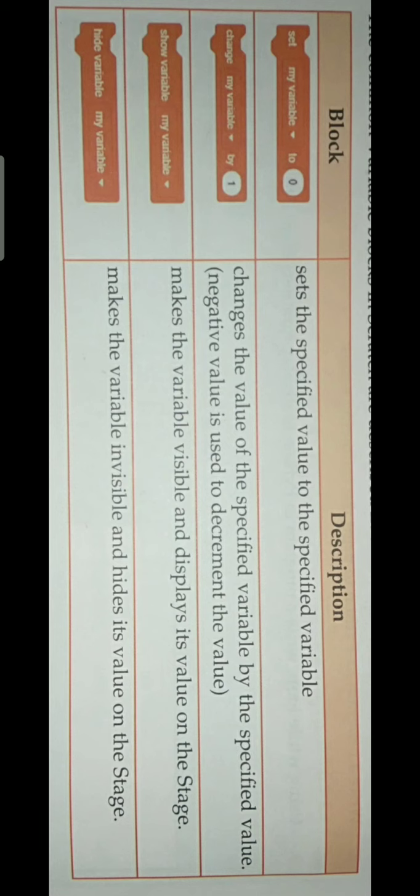First is the set block. Set block is used to set the specified value to the specified variable. Change block is used to change the value of a specified variable by a specified value. Show variable is used to make the variable visible and display its value on the stage. Hide variable is used to make the variable invisible and hides its value on the stage. That's it.